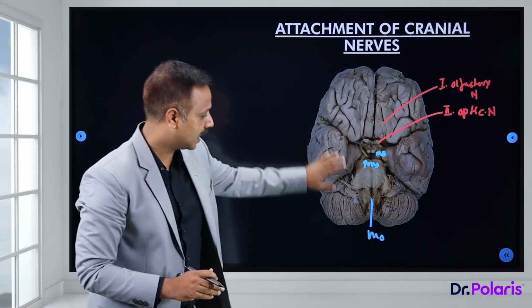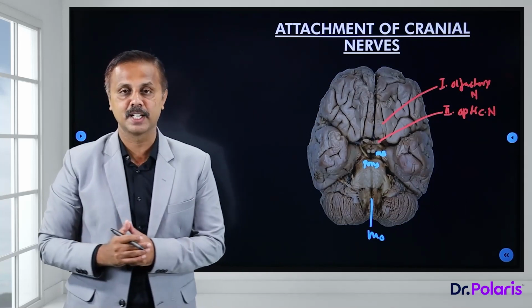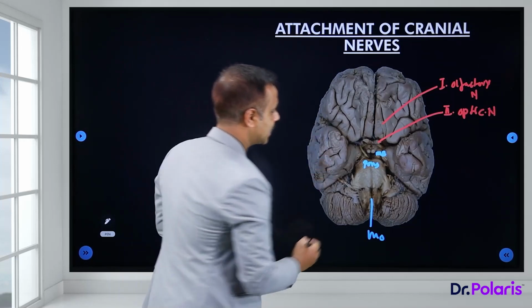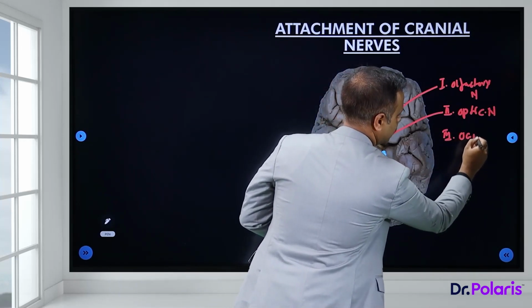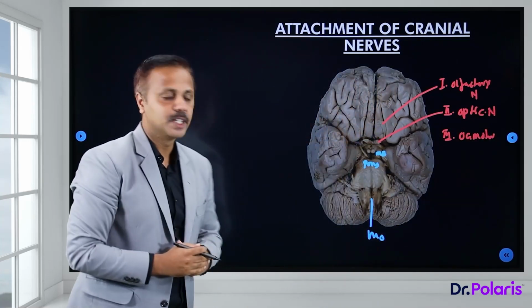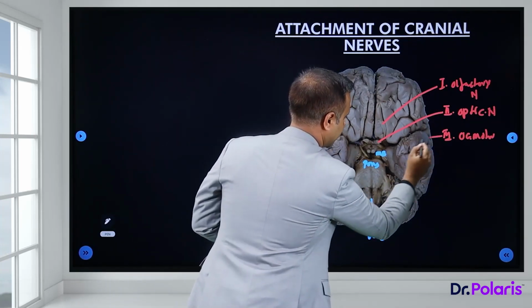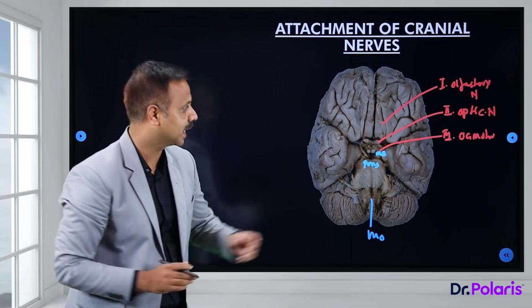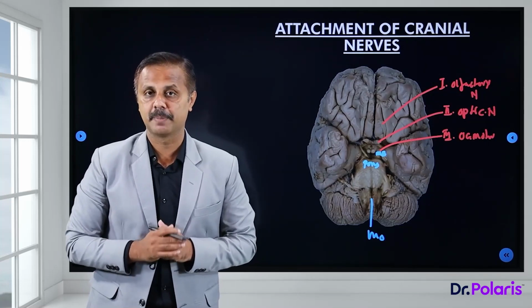Now, let's try to understand the attachment of the last 10 pairs of cranial nerves to different parts of the brainstem. Remember, the next cranial nerve we have is what? The 3rd cranial nerve, also referred to as oculomotor. Right? Now, where exactly is the oculomotor nerve attached? Remember, the oculomotor nerve attaches to the ventral aspect of the midbrain. I'll repeat again. Oculomotor nerve is attached to the ventral aspect of the midbrain.